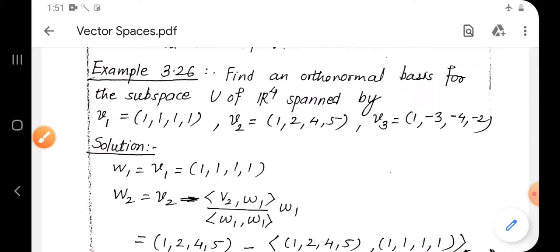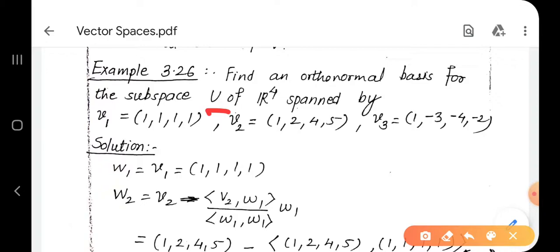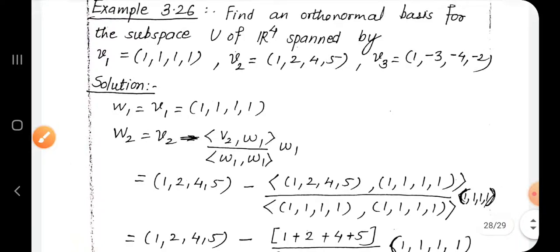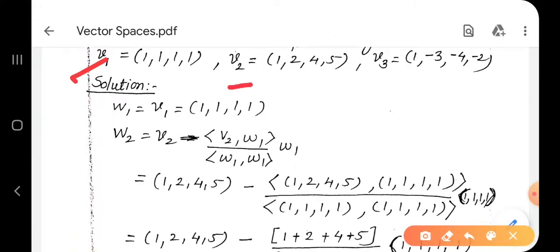Find an orthonormal basis for the subspace U of R4 spanned by these three vectors: v1 = (1, 1, 1, 1), v2 = (1, 2, 4, 5) and v3 = (1, -3, -4, -2). Right? First vector, let w1 equal v1 as it is, (1, 1, 1, 1). Now what is the formula for w2? w2 is equal to v2 minus the inner product of v2 and w1 divided by the inner product of w1 with w1, times w1.